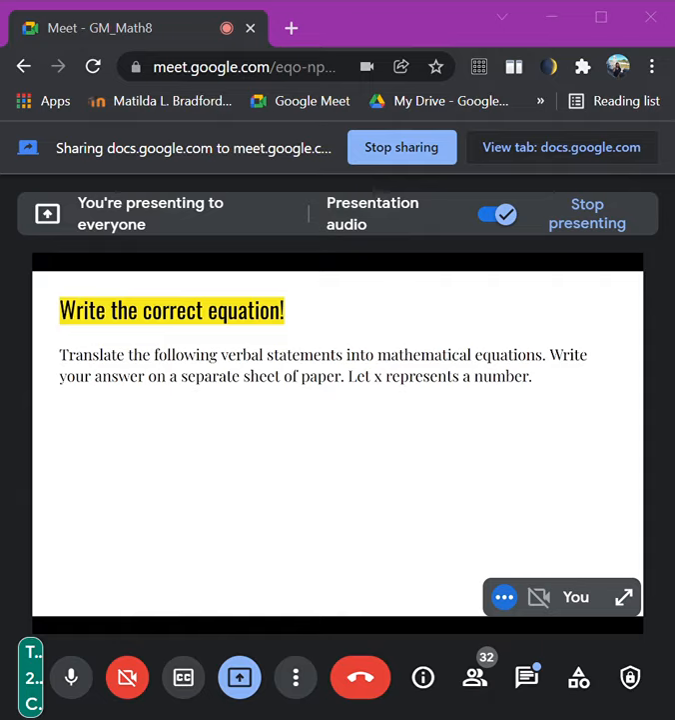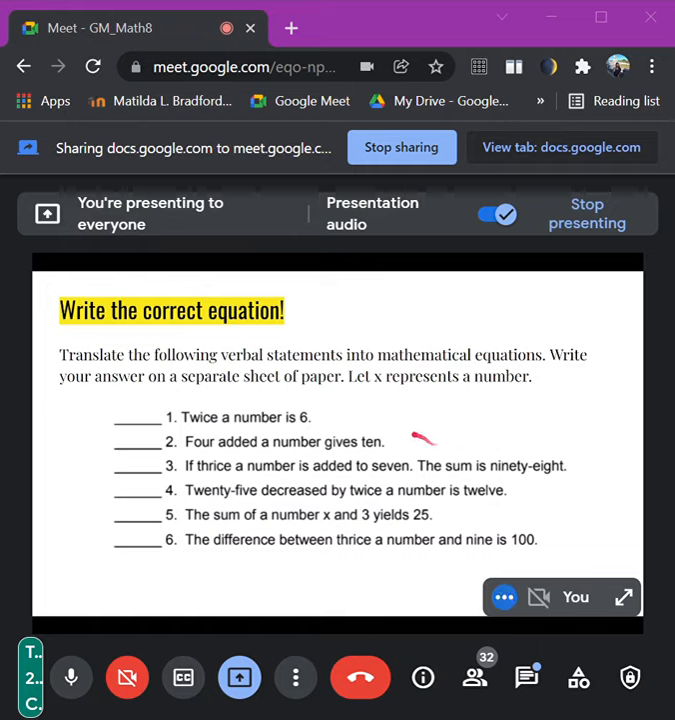I have here corresponding verbal statements, English statements, and then we're going to change them into mathematical equations. I will show them all. We have here 1 until 6. Now let's try first to have number 1, which is twice a number is 6.